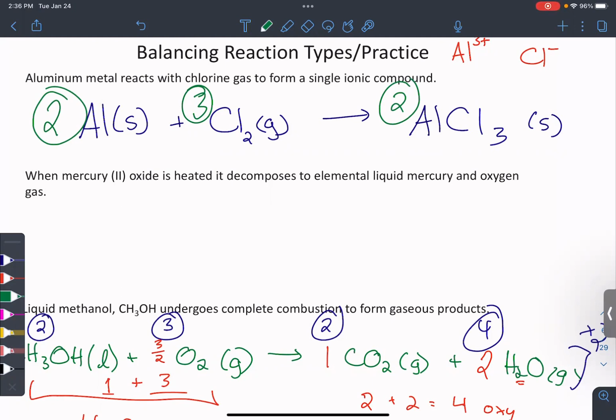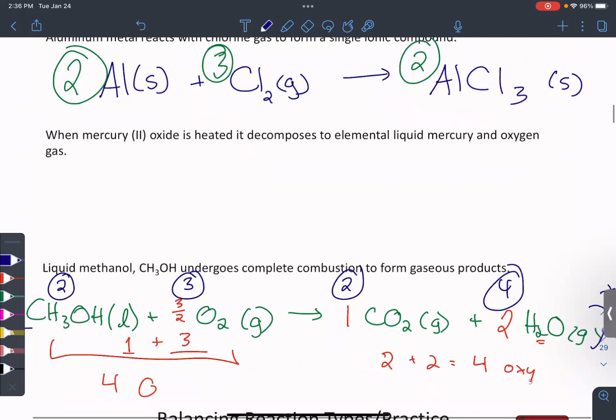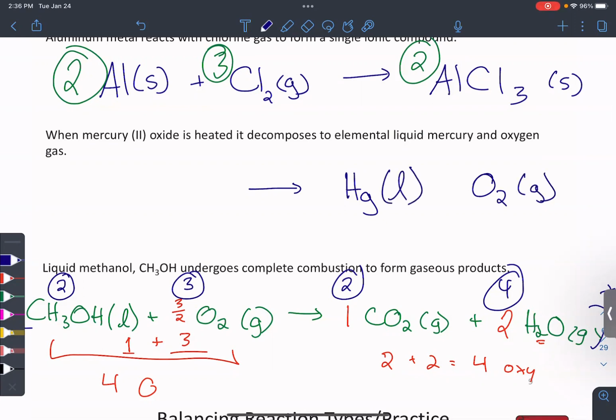Okay, so this is reviewing naming, turning sentences into formulas. Definitely a tough task. All right, so this next one: mercury oxide is heated and decomposes to elemental mercury and oxygen gas. I know some of those things. Elemental mercury is Hg, and oxygen gas is O2. And I'll tell you mercury is a liquid. Those are my products. They're just elements off the periodic table.